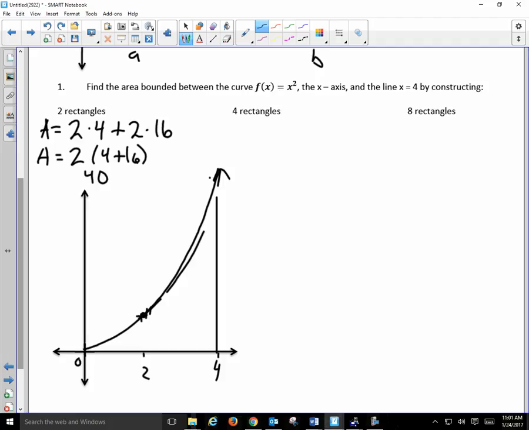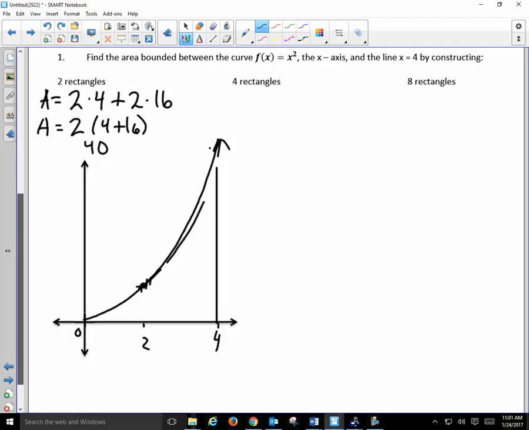All right, so yeah, it's up to you. You could probably draw it right in there. But 4 rectangles, what's the width of each one going to be then? 1. So I've got 1 and I've got 3. And do I draw the height at 0 or the height at 1? Do I draw the height at 1 or 2? At 3. At 4.